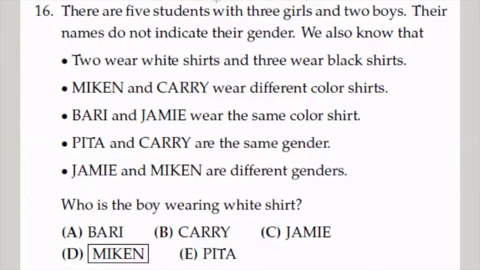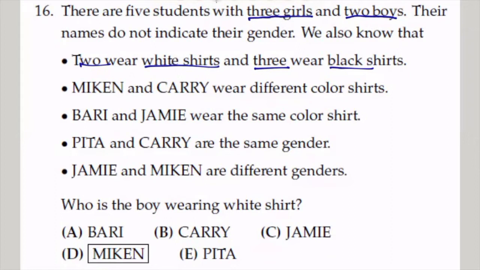Problem 16. There are 5 students, 3 girls and 2 boys. Their names do not indicate their gender. We also know that two wear white shirts and 3 wear black shirts. Mickey and Carrie wear different color shirts, which means that one wears black and the other wears white, right? Barry and Jamie wear the same color shirt. Which color can it be?